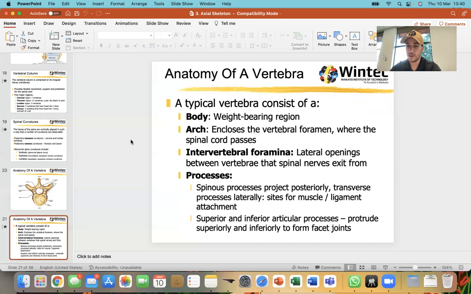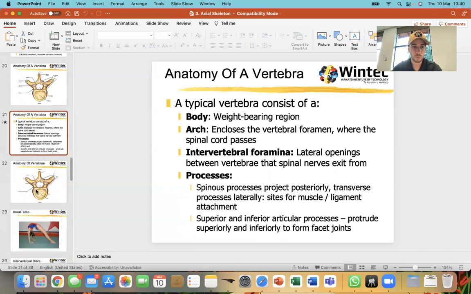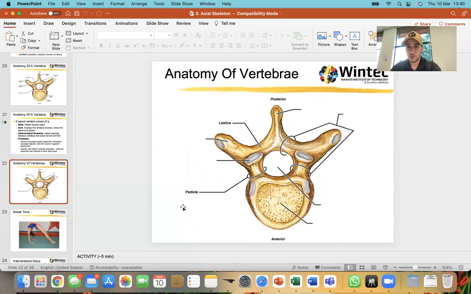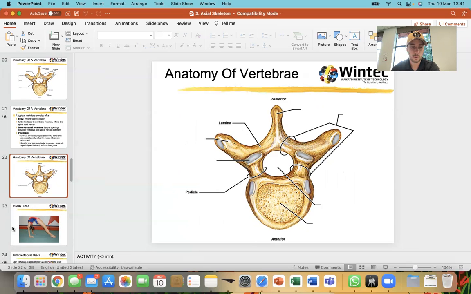And then our superior and inferior articular processes form the joints where the other vertebrae will sit on top. Okay, so just there you can see the lamina, the pedicle, and this here is the body. This gives you an opportunity to label them if you wanted to.